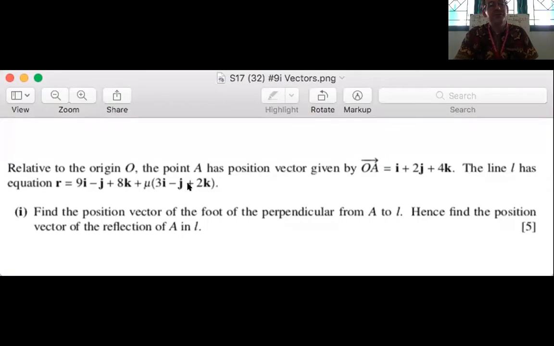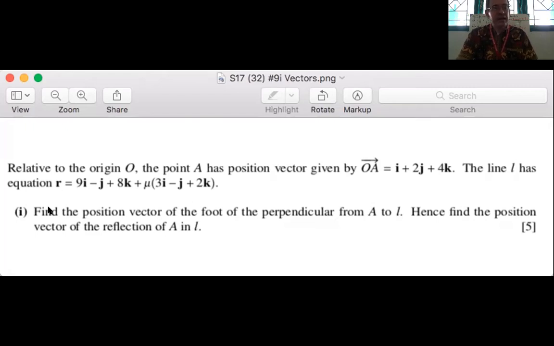Okay, here is our last example for this video. And let's take a look at it. And you'll see how it's a little different from the others, although there's a lot of similarities. It says relative to the origin, the point A has a position given by OA equals i plus 2j plus 4k. The line L has the equation r equals 9i minus j plus 8k plus mu times 3i minus j plus 2k. So they give you a point and a line just like before.